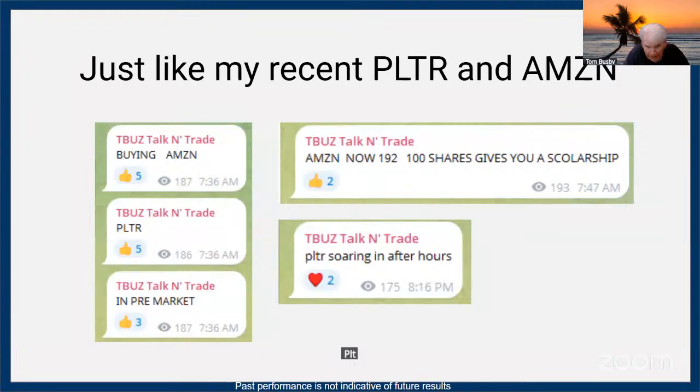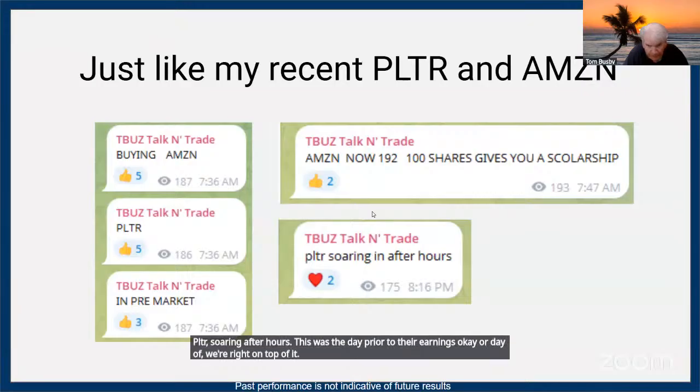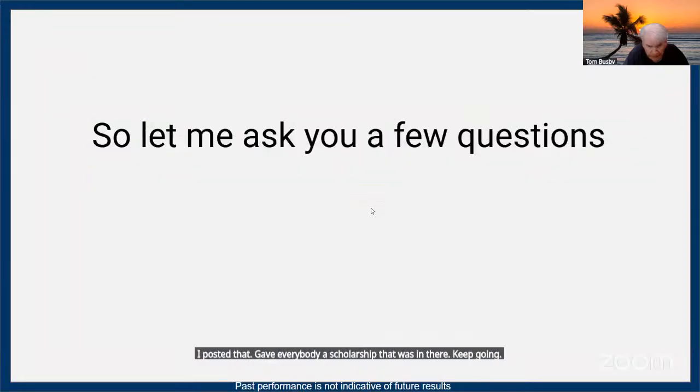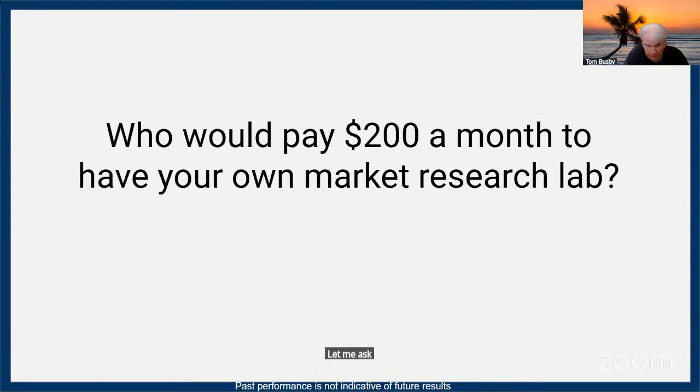PLTR soaring in after hours. This was the day prior to their earnings, okay? Or day of it. We were right on top of it. I posted that. Gave everybody a scholarship that was in there. Keep going.